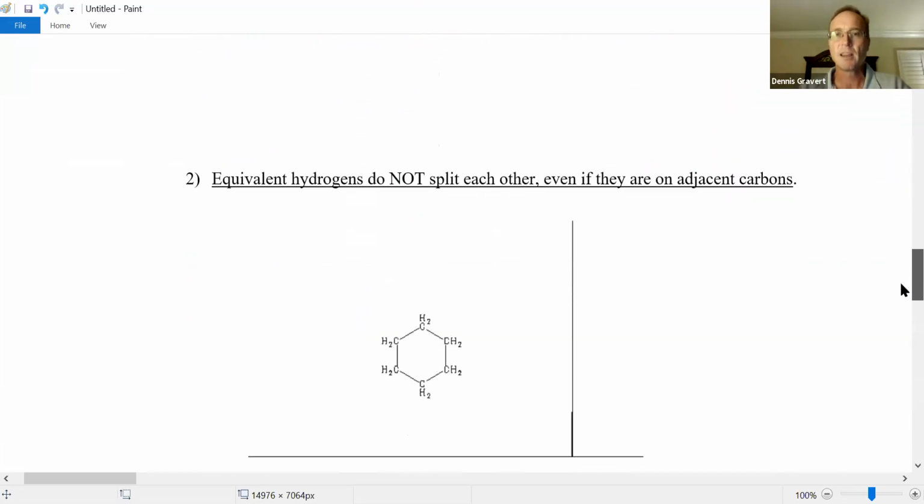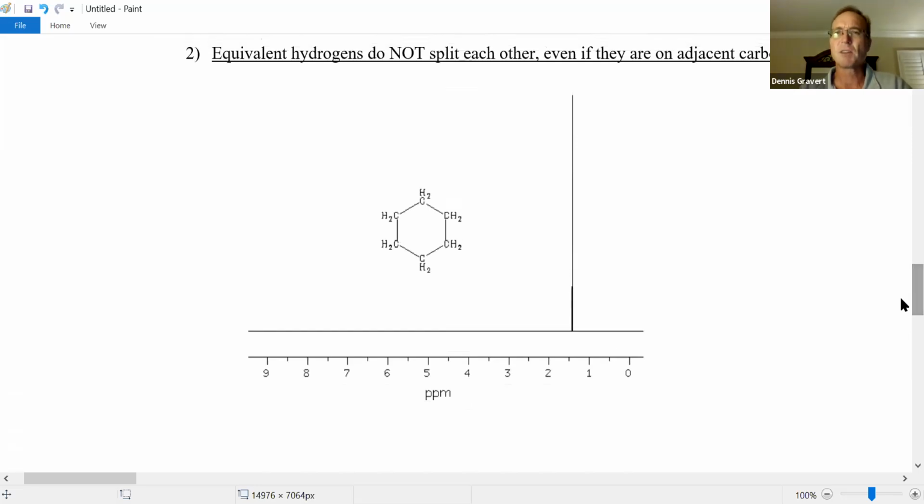Here's a second one. I think we already covered this, but it doesn't hurt to reiterate. Equivalent hydrogens don't split each other, even if they're on adjacent carbons. So let's look at this hydrogen and that one. They're on adjacent carbons. Don't they behave as neighbors? Nature says no. Here is the NMR spectrum for cyclohexane, a clean singlet. There are no neighbors, no splitting. But wait, doesn't this hydrogen have neighbors over here and over there? Don't they all have neighbors?